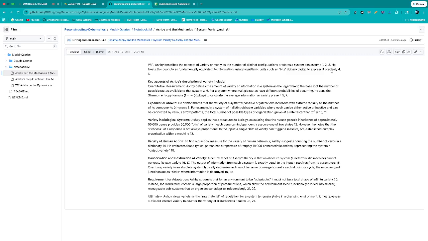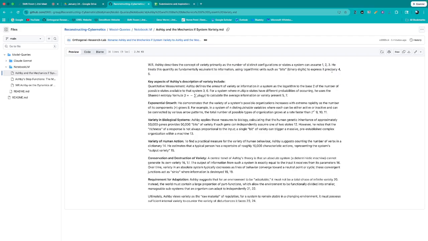To find a practical measure for the variety of human behavior, Ashby suggests counting the number of verbs in a dictionary. He estimates that a typical person has a repertoire of roughly 10,000 characteristic actions, representing the system's output variety.